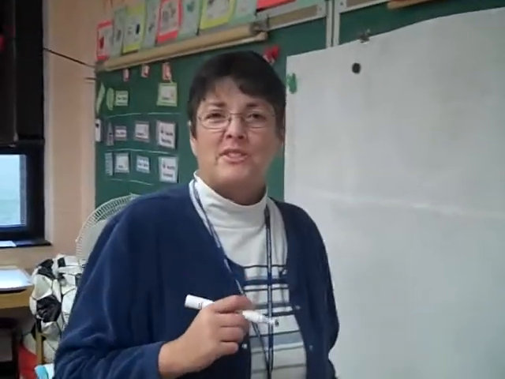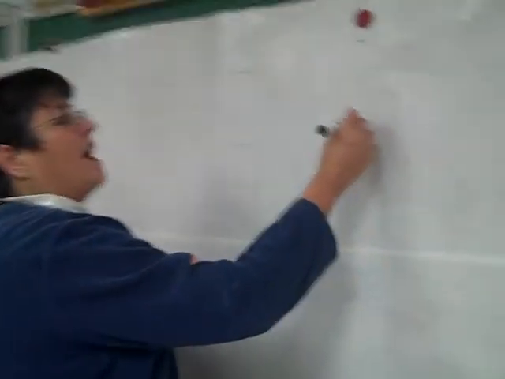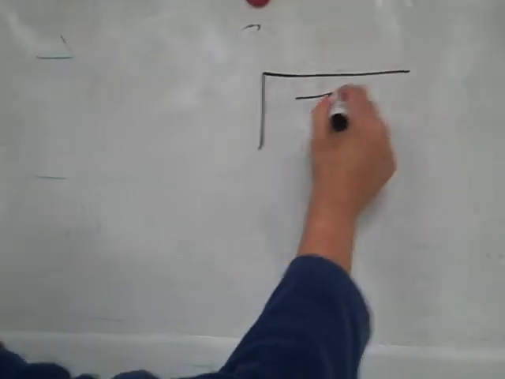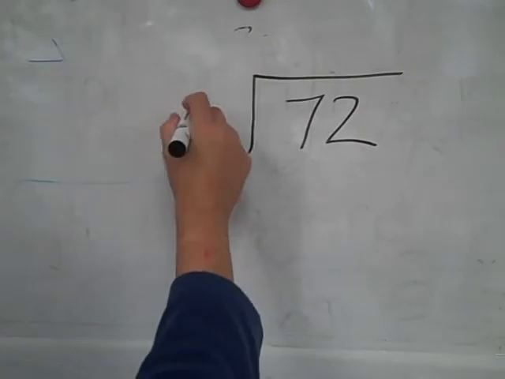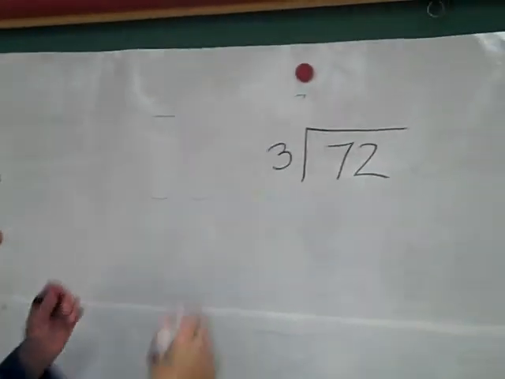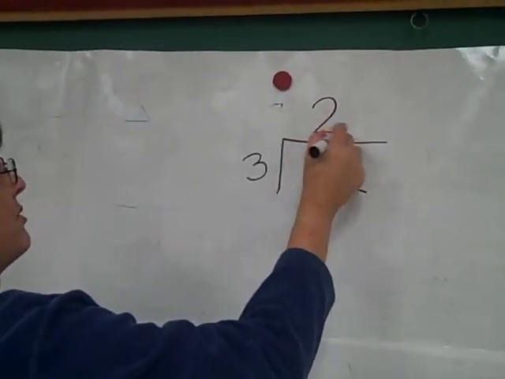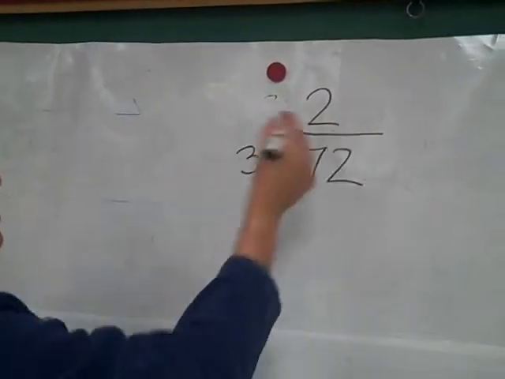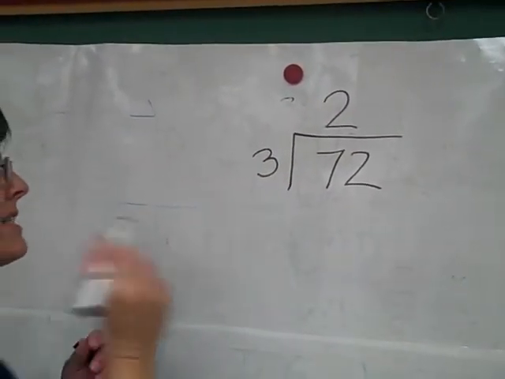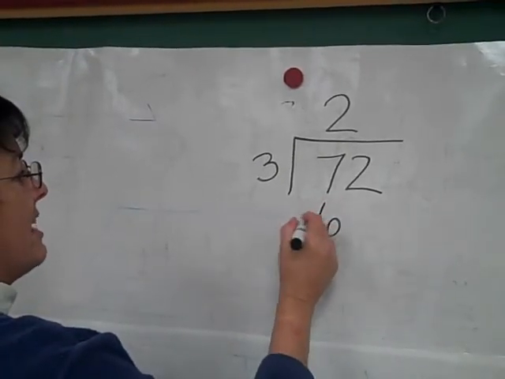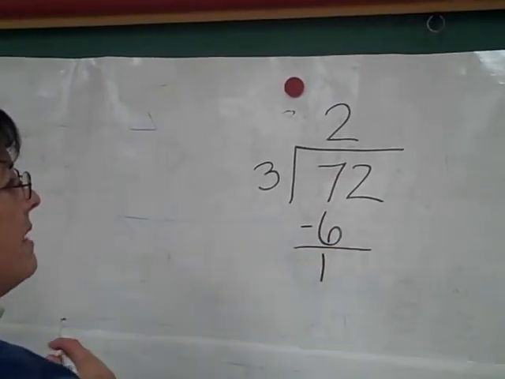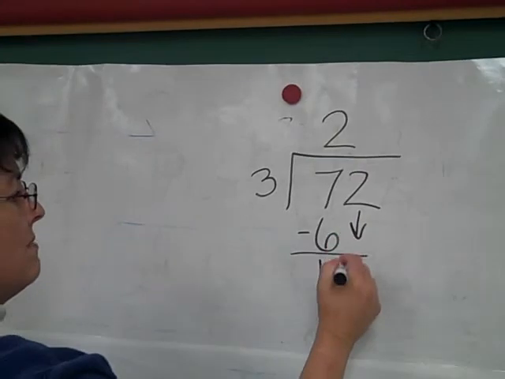I'm going to divide 72 by 3. I'm going to put 72 in the bracket and 3 on the outside. How many times does 3 go into 7? Let me try 2. I'm going to put the 2 above the 7. Now, 2 times 3 equals 6. Subtract it from the 7. I get 1. Bring down your 2.